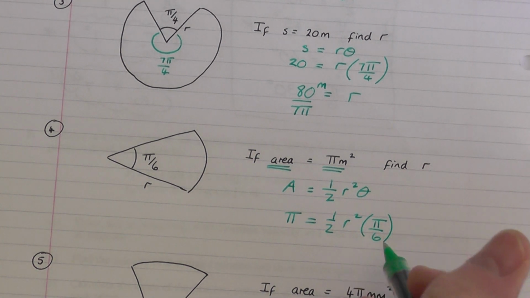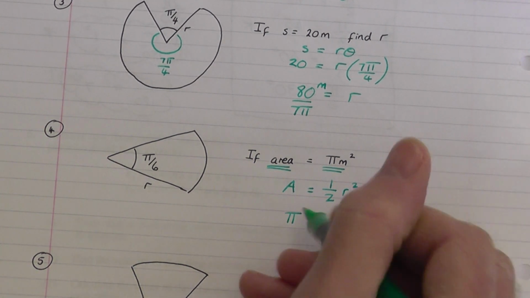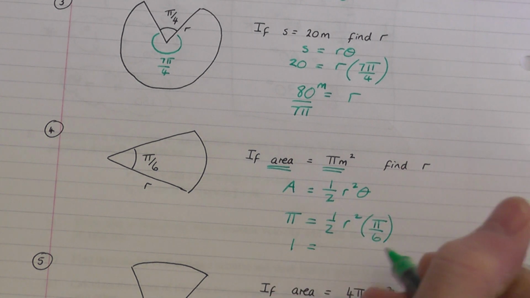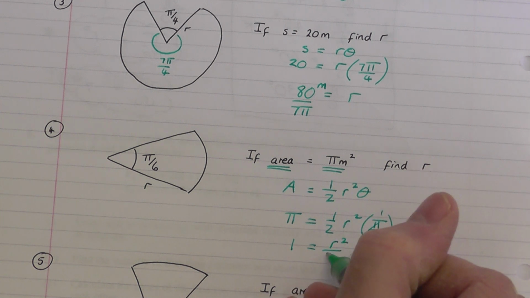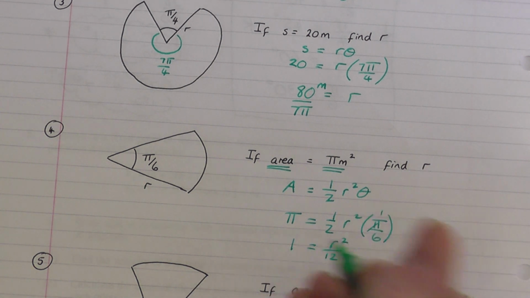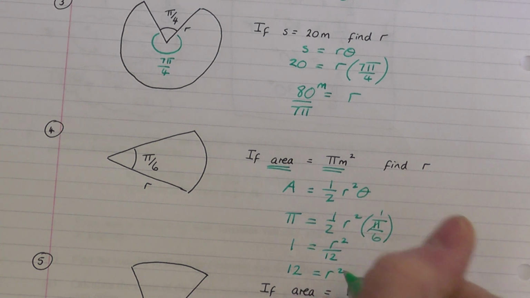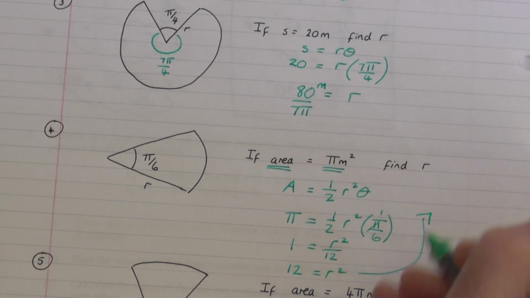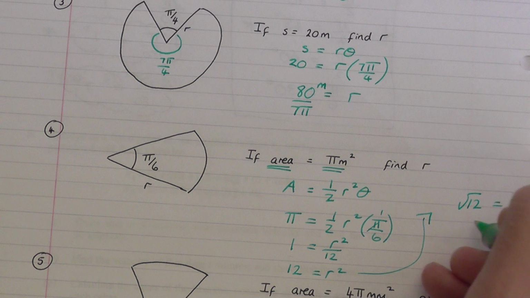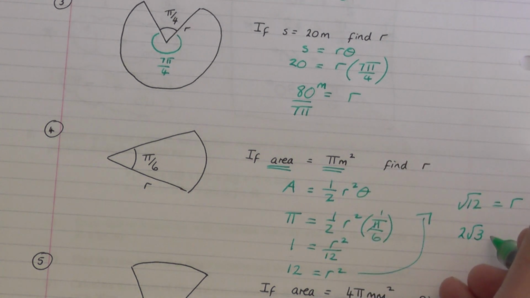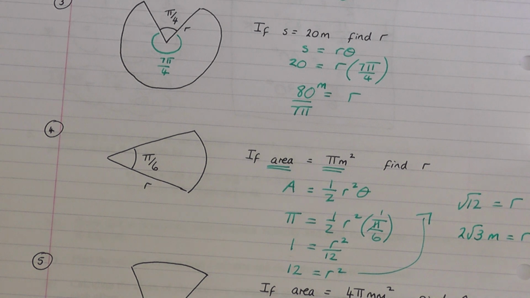So a bit of algebra. First of all, divide both sides by pi, so you get 1 on the left equals, that becomes a 1 there, so you simply get r squared over 12 on the right hand side. Multiply both sides by 12, you get 12 equals r squared. I'll carry on up here for this. So square root both sides, root 12 equals r, and so from surd work that's 4 3s are 12, so root 4 root 3, that's 2 root 3, and meters will be the radius. End of question. 2 root 3, leave it as a surd.